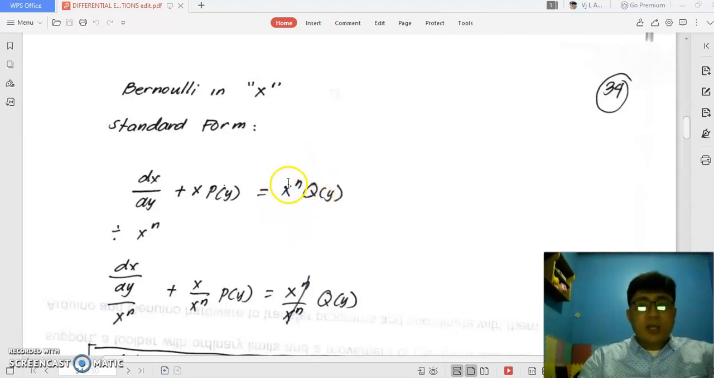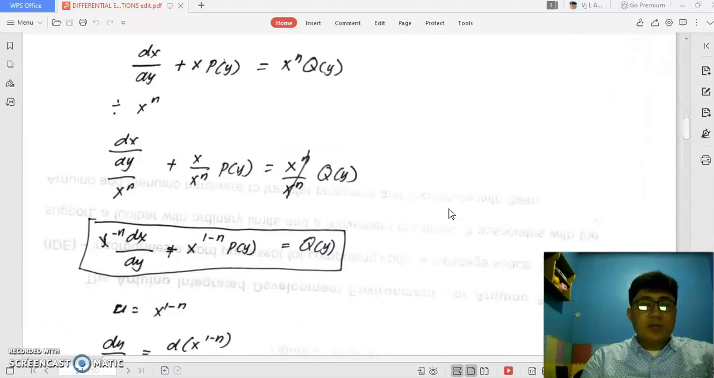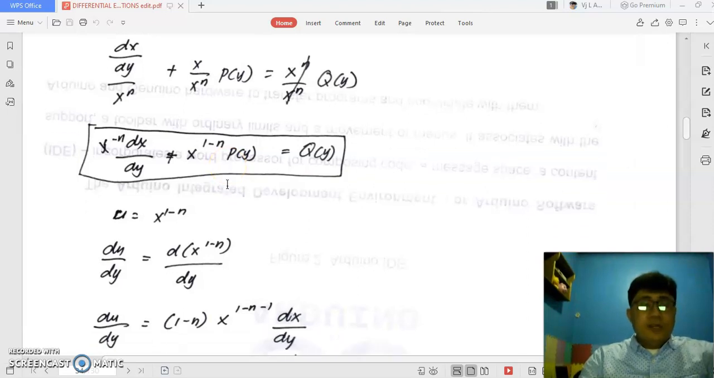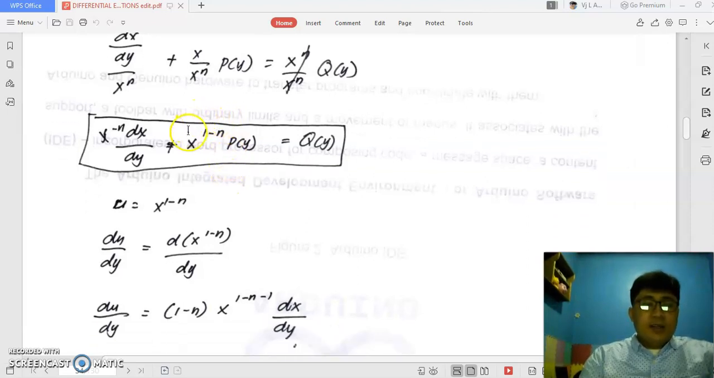We need to eliminate this one by dividing both sides. Okay, so we'll eliminate that one, dividing both sides. After that, you will have this standard form. After that, this variable with a power 1 raised to the power of n, which is x raised to the power of 1 minus n, becomes your u.